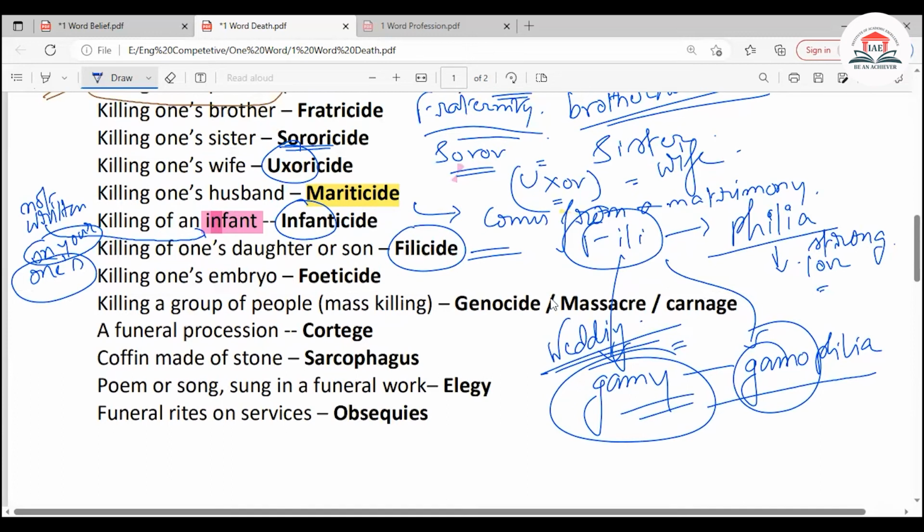Now come to the next word, that is feticide. Again, the word comes from fetus. Right, from fetus, the word is feticide. F-O-E-T-I-C-I-D, fetus. Clear?